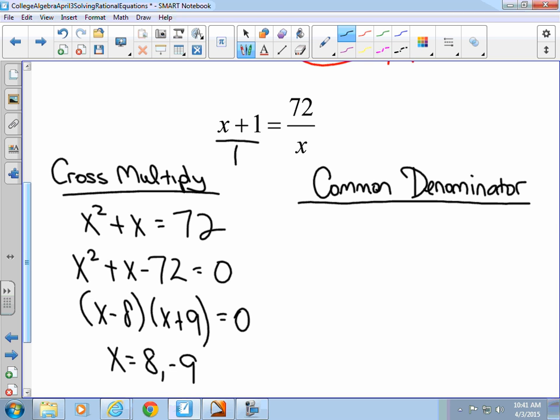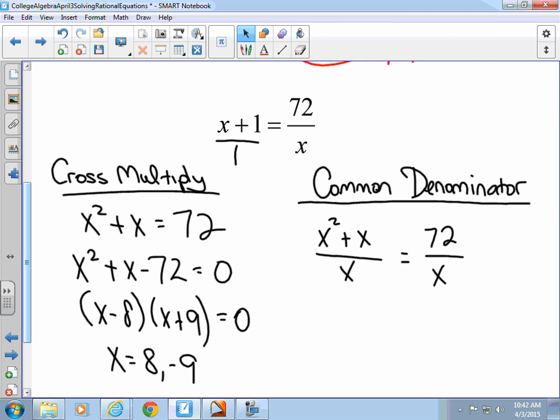Okay, common denominator. What does the left-hand fraction need? An x. So I would get x squared plus x over x equals 72 over x. And then what would I do after that step? What's step 2? Don't I end up right back there where it was? Either way, it's the exact same, two different thought processes.